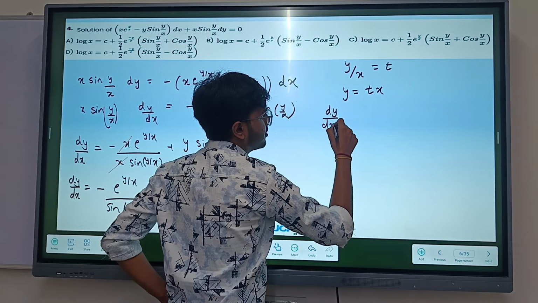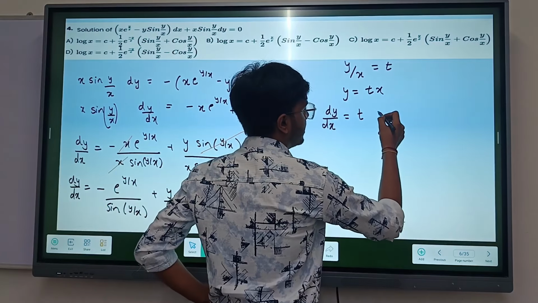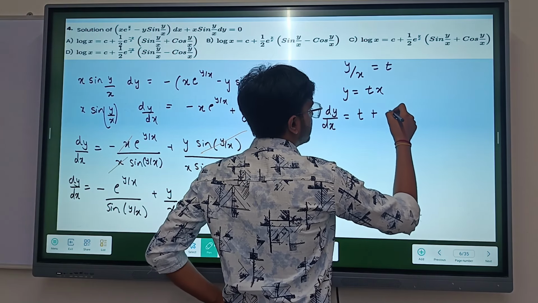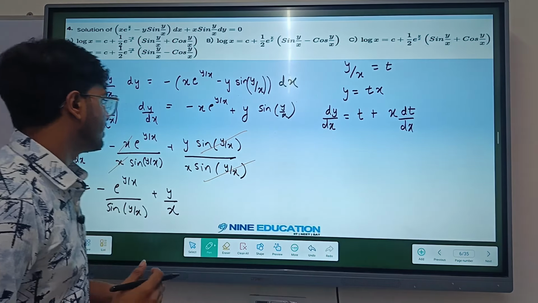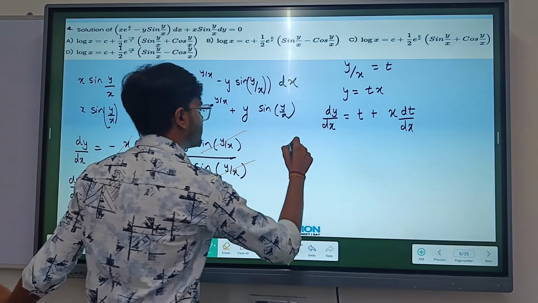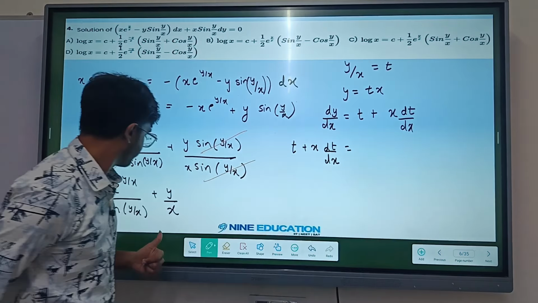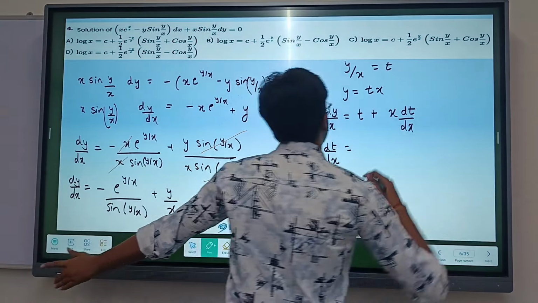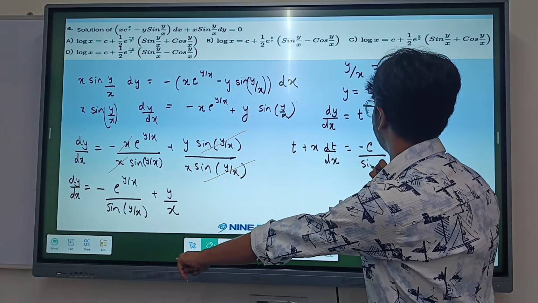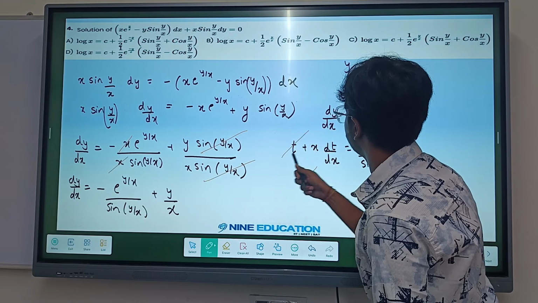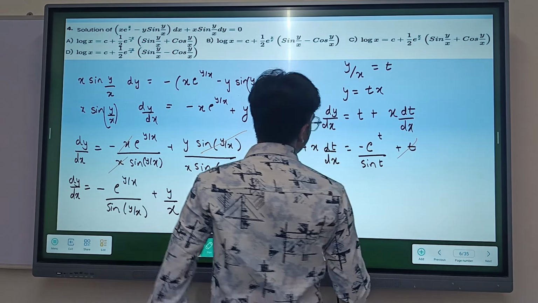Differentiate: dy/dx would be equal to the uv rule, u dv plus v du. u differentiation of x is 1, so dv plus v du, x dt/dx. So in place of dy/dx, I will substitute t plus x dt/dx equal to, in place of y/x, what do I have to substitute? t. So minus e^t divided by sin t plus t. So t and t cancel.